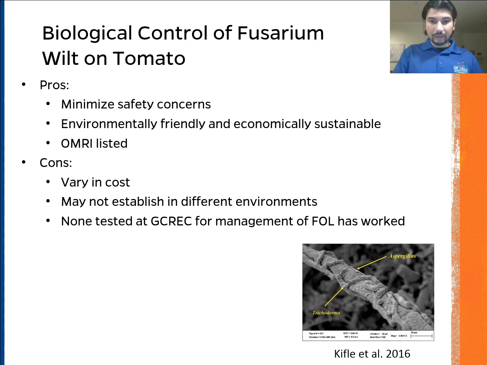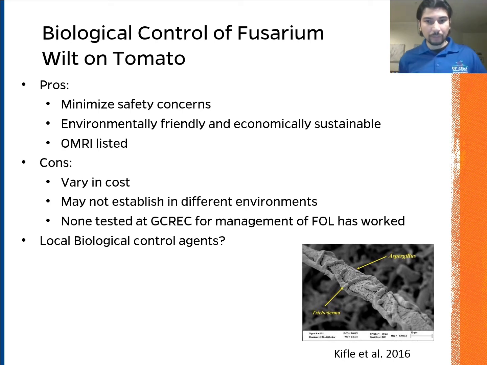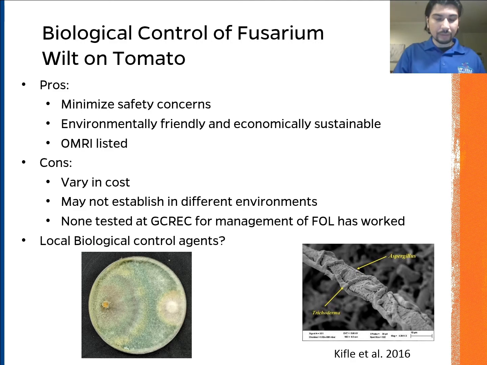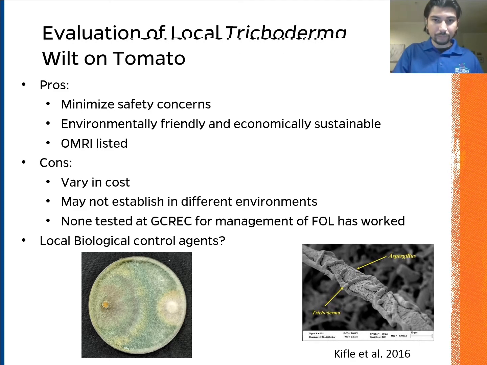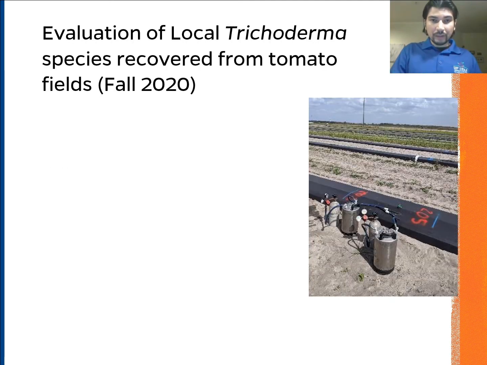So this ventured us to look into local biological control agents, and we're focused on Trichoderma in particular, because they can maybe be more established and better suited to survive in this particular environment here. And they may have similar qualities that are found in some of these commercial products, just they're better adapted to survive here. So we're looking into local agents for that. And this is just a picture of one of the example ones that we recovered. Some of the ones we recovered, we recovered from local tomato fields.